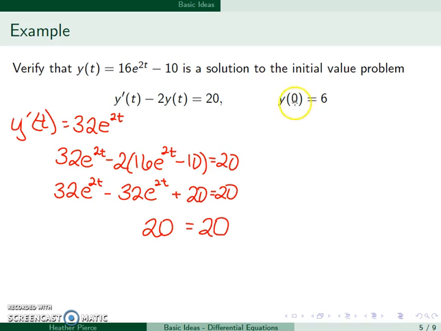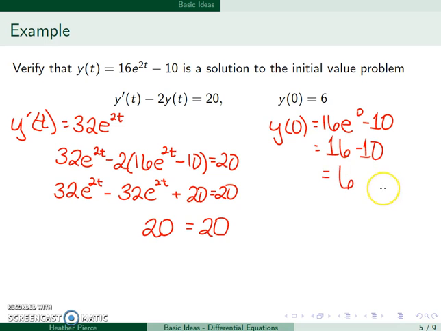We also need to check that it satisfies the initial value. So y of 0 is 16 e to the 0 minus 10. Anything raised to the 0 power is 1, so this is 16 minus 10, which is 6. So it does also satisfy our initial value.